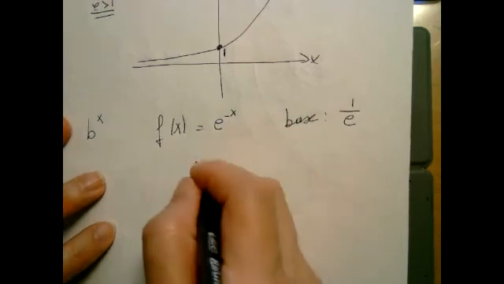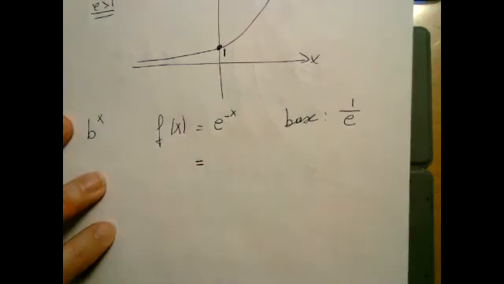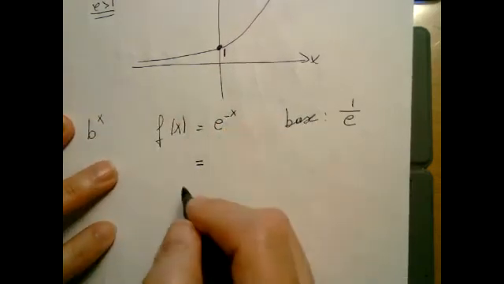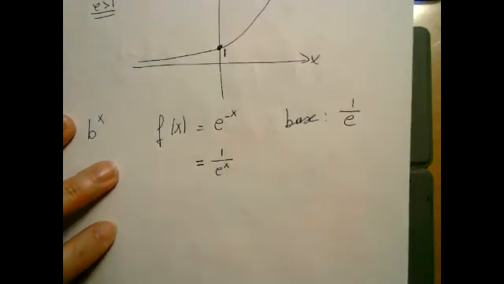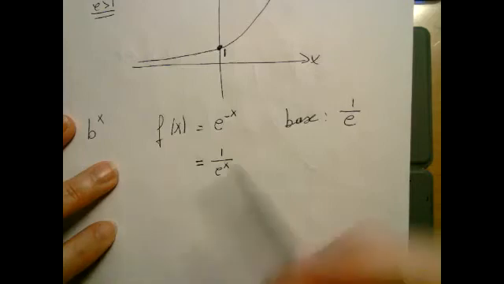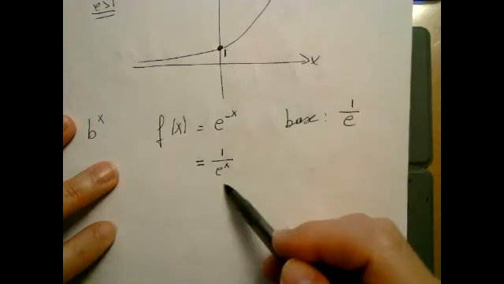how can I rewrite that? I don't want to confuse you, but let's see, how can I rewrite this? I rewrite it 1 over e to the x. True or false? Anybody? Can I rewrite it like that?